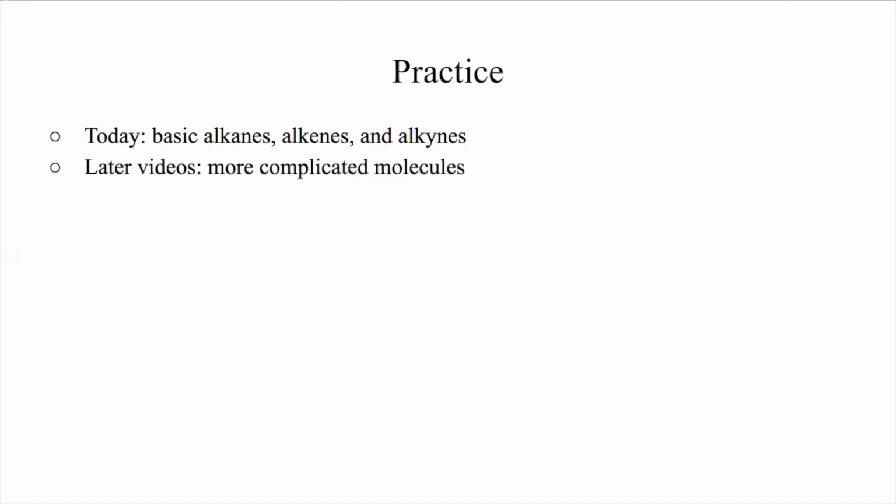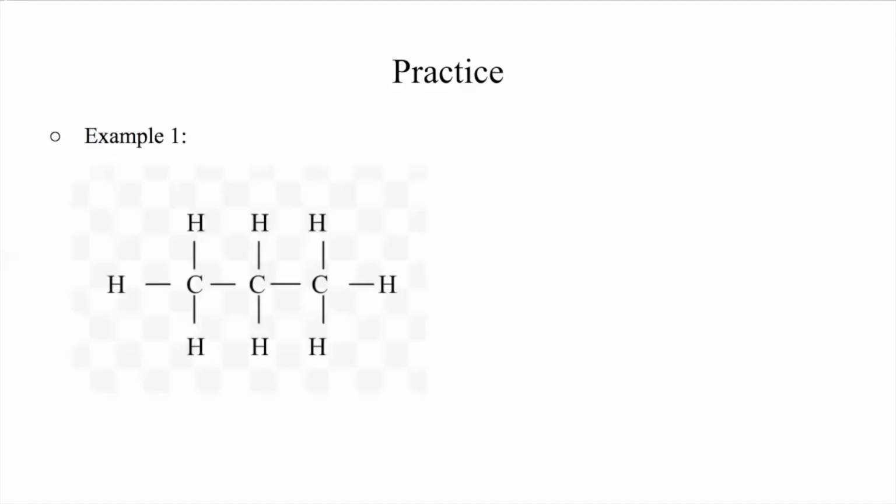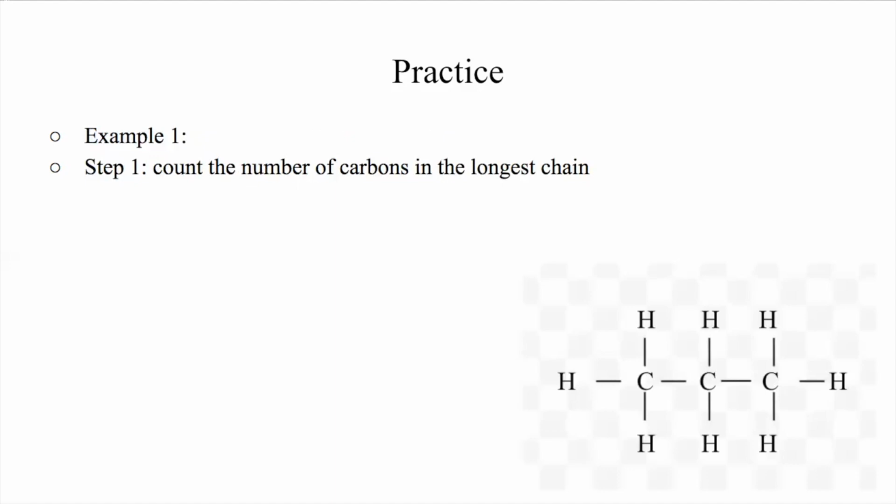Let's do some practice, and hopefully all of these steps get to be second nature for you. Today, we're only going to look at basic alkanes, alkenes, and alkynes, with no other functional groups. For practice with more complicated molecules, look at later videos. Number 1. The molecular formula of this molecule is C3H8. Let's see if we can figure out the name.